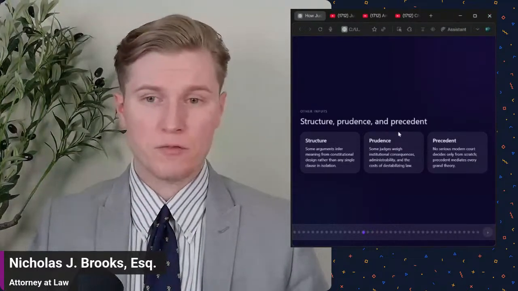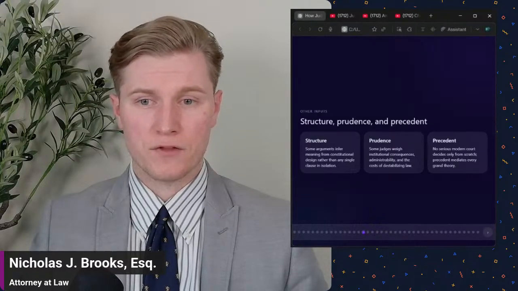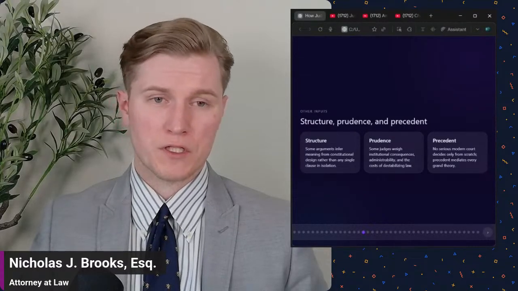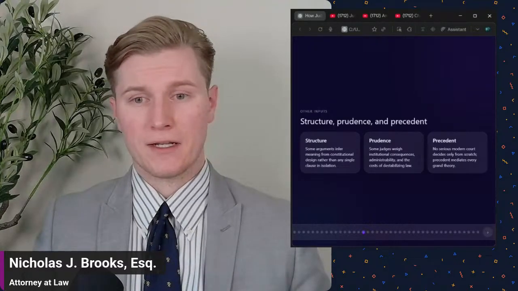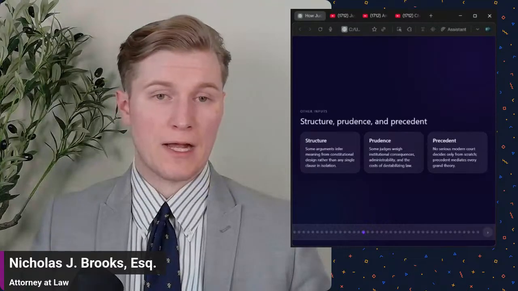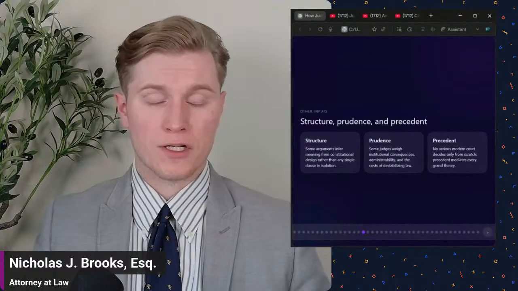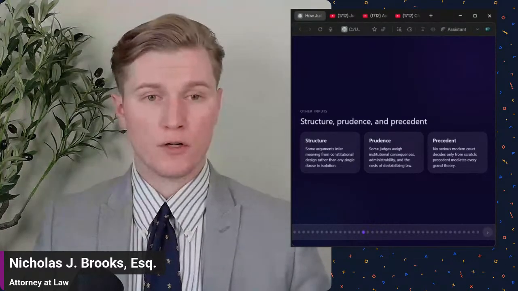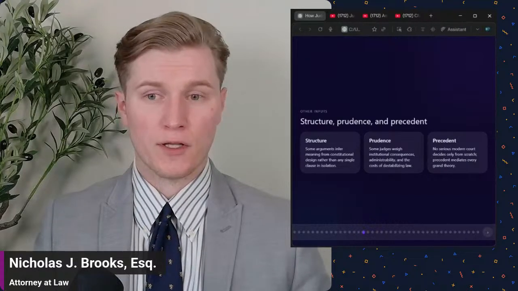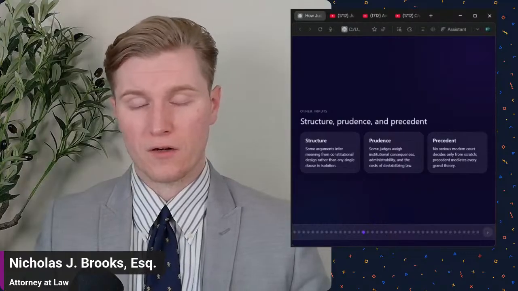So prudence: some judges weigh institutional consequences, administrability, and the costs of destabilizing law, which jumps into, if you overturn law of the past, right, it can have some consequences, especially with respect to how lower courts now interpret the new law. Why was it overturned? Does that then provide openings where lower courts can say, oh, well, they overturned it in this context, let me then overturn it in another context? And that, quite frankly, happens more than one might think on its surface.